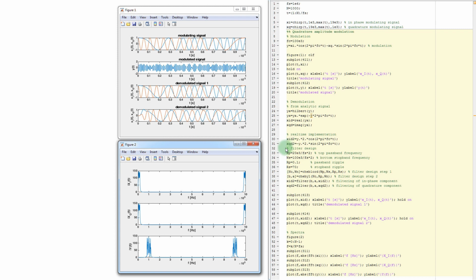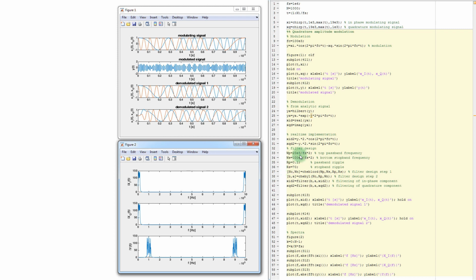To get rid of those undesired high-frequency components, we need to design and apply a low-pass filter. In the previous exercise, I showed you how to design filters using the Matlab filter design tool, but here, for the sake of simplicity, I am just doing it with Matlab functions. To do it with Matlab functions, you first need to specify your filter.